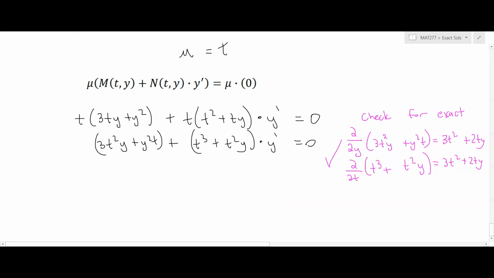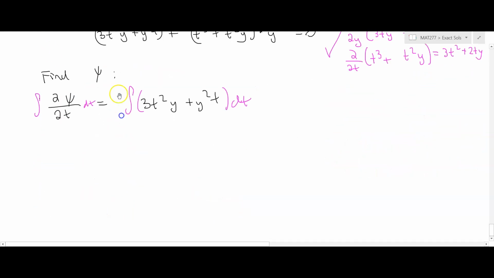So what we need to do is to find psi now. In order to take care of that, we need to take the integral of this piece, so psi sub t, which is what M is. When I take the integral of this, 3t squared y plus y squared t, we want the integral with respect to t. So the integral of 3t squared, 3y we can factor out. The integral of t squared is 1/3 t cubed. So the 3 and the 1/3 will cancel out, and we'll have t cubed y.